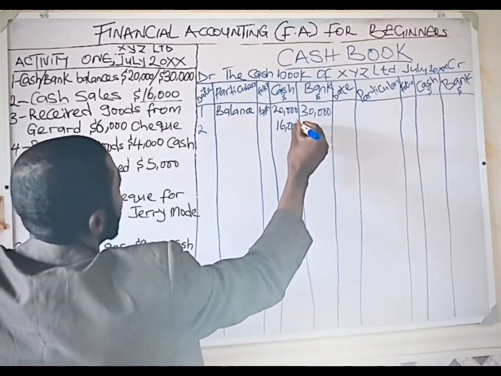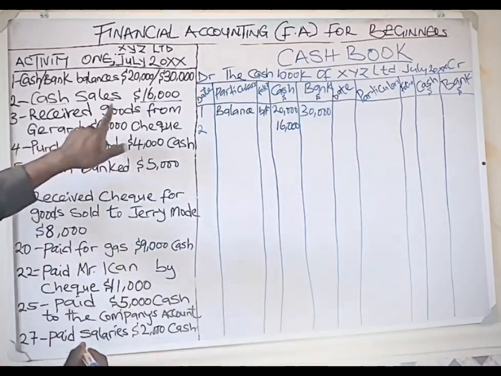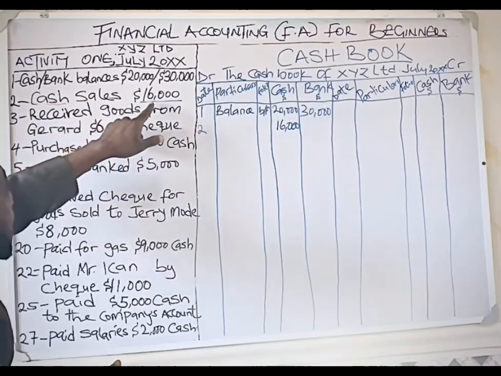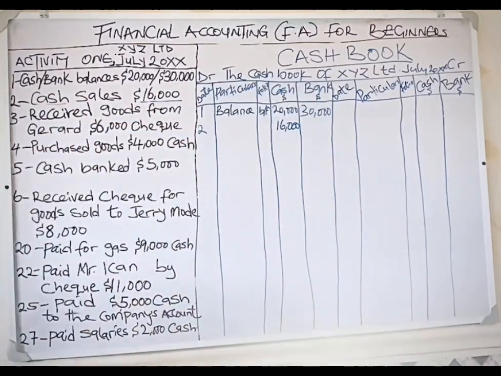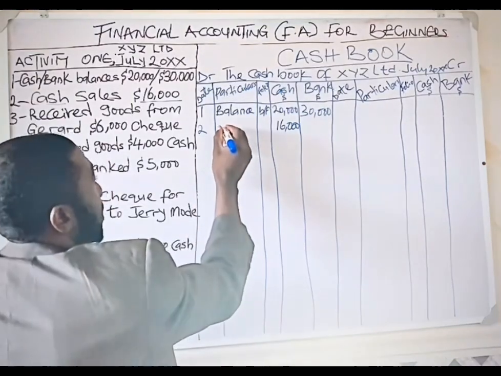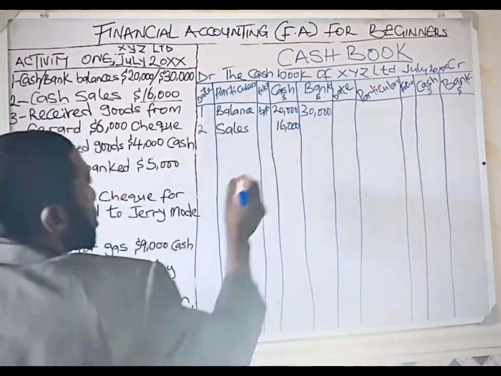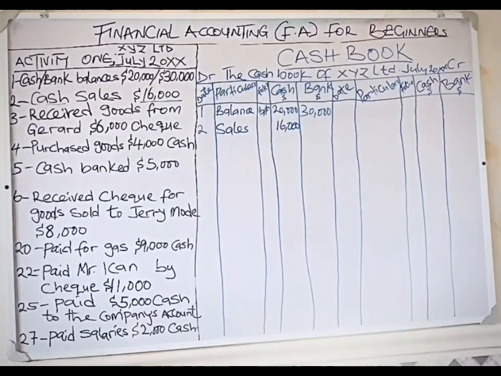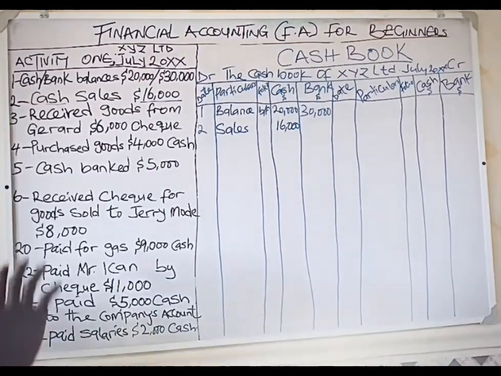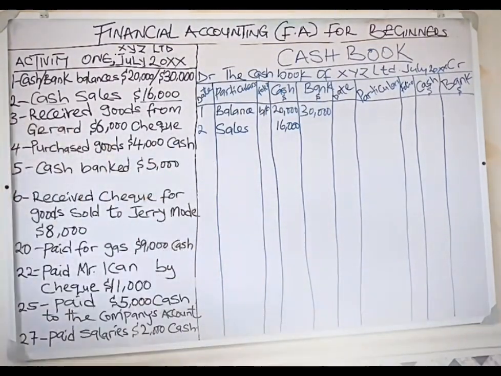We receive cash of $16,000, and it was as a result of sales. We sell and we receive cash. Very simple. Then you are done with this second transaction.